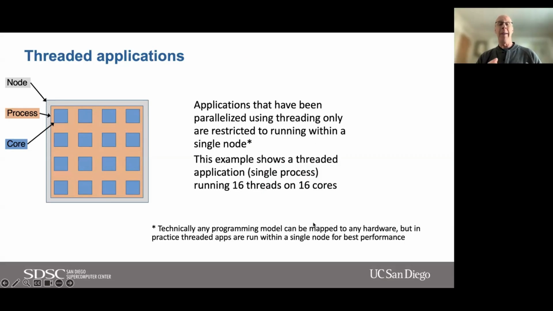Now, if we have a threaded application, again, we're going to be restricted to running within a single node. So here we might run a single process and then use all those cores. Or say if you're on a machine like Expanse where we allow shared use of that node, you might be running a single process across the cores that were allocated for your job. Now I have a star here where I say technically any programming model can be mapped to any hardware, but in practice, threaded apps are run within a single node for best performance.